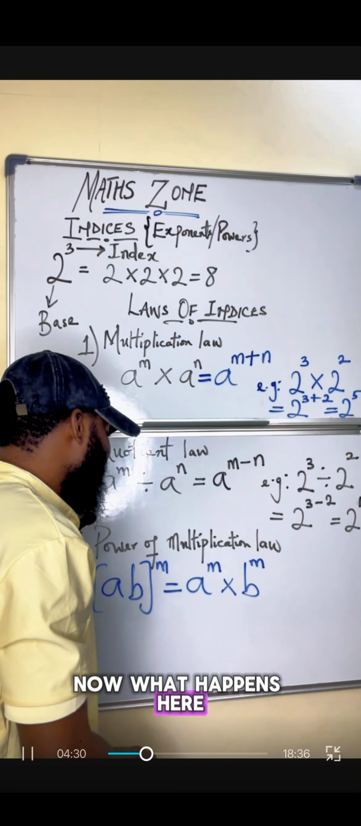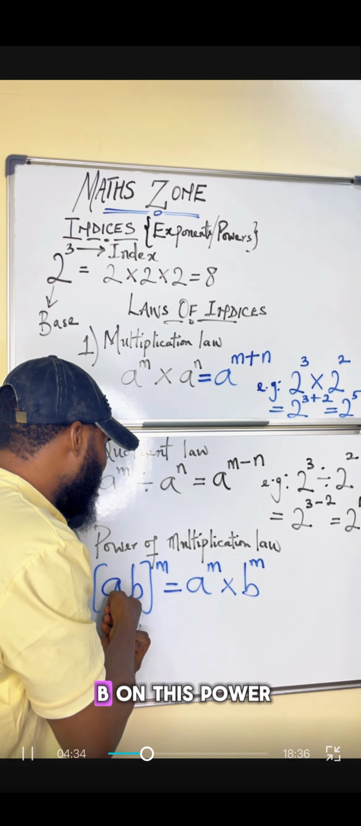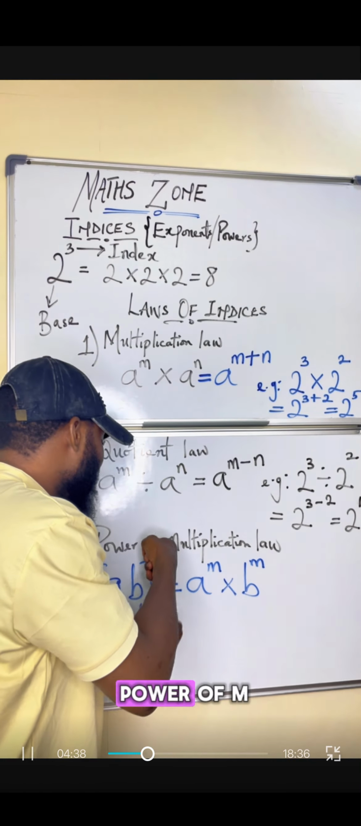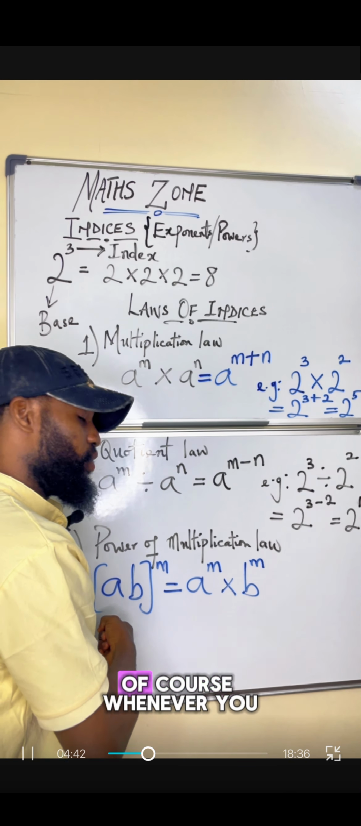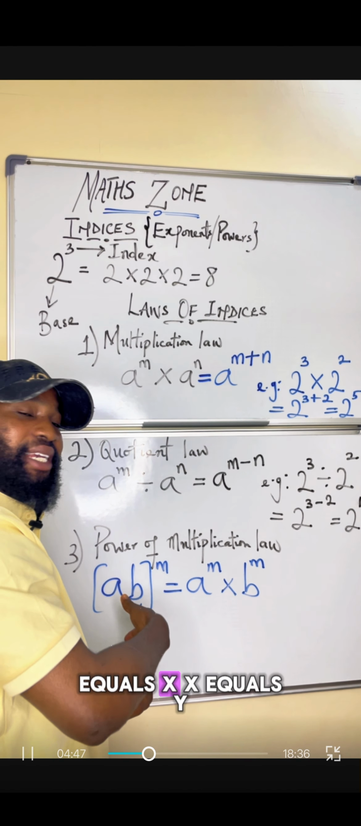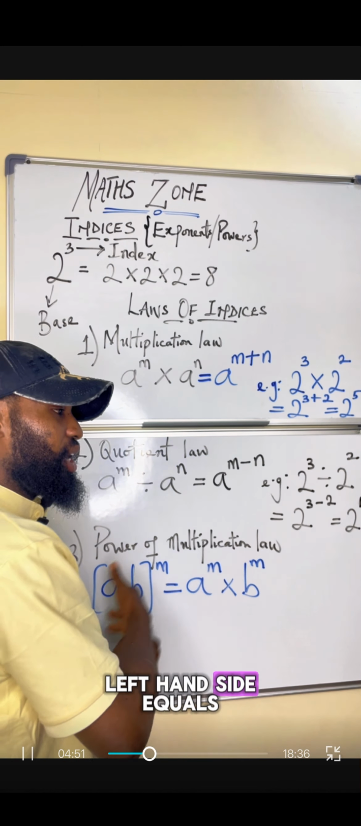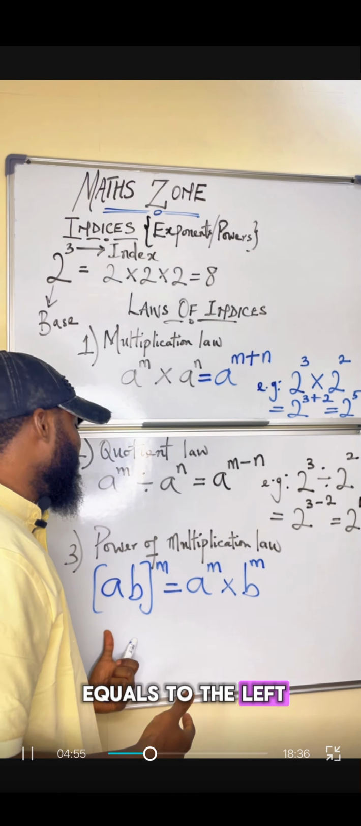What happens here is that both the a and the b own this power. a raised to the power of n, b raised to the power of n. It can also go either way. Of course, whenever you have x equals y, it also means y equals x. The left hand side equals the right hand side, and it also means the right hand side equals the left hand side.